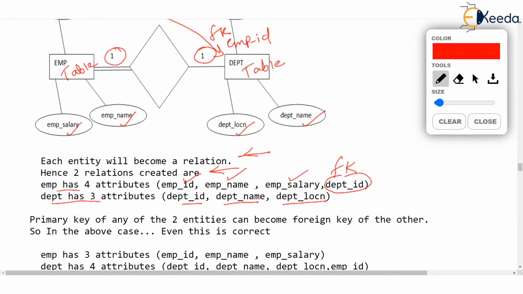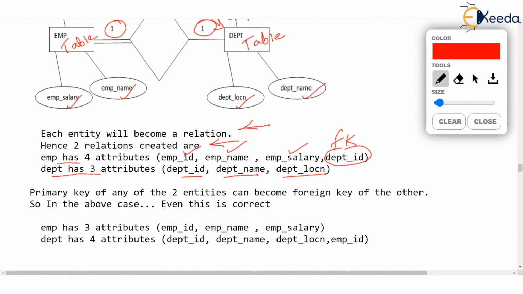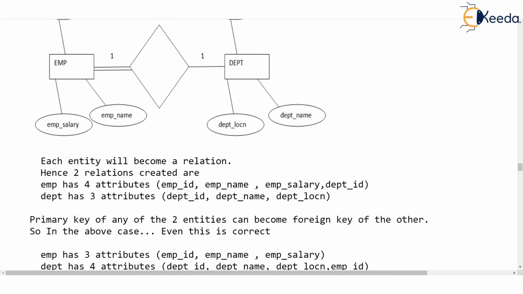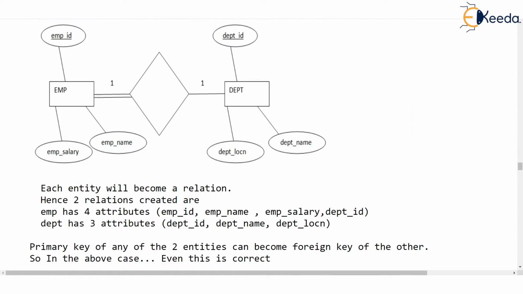Now the point I have written over here is that the primary key of any of the two entities can become the foreign key of the other. So in the above case, even this is correct. Let EMP have three attributes: EMP ID, EMP name, and EMP salary, whereas this EMP ID, which is the primary key, has been sent as the foreign key of the department table. So department is having four attributes and EMP is having three attributes. One-to-one relation, I hope, is understood very well.